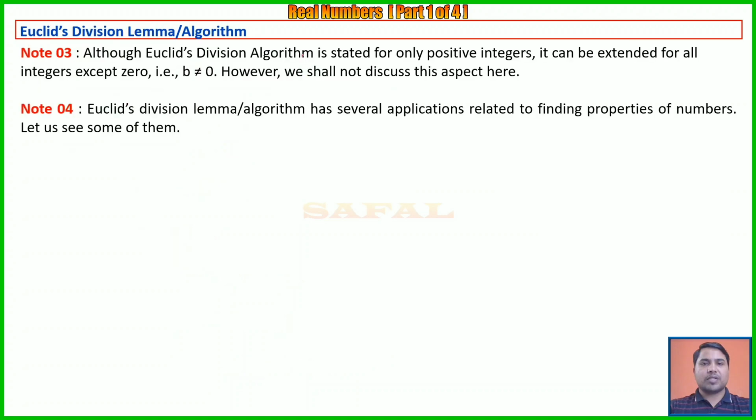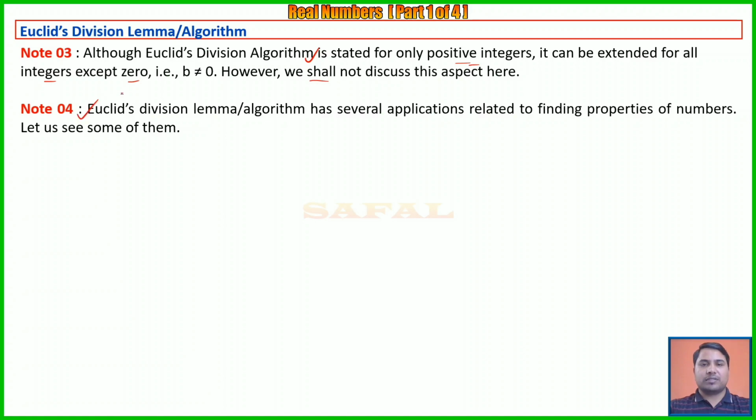Now the next note you need to keep in mind is, even though we have studied that the Euclid division algorithm is stated only for positive integers, it can be extended for all integers except what? 0. But we are not discussing that. It's out of the scope of our syllabus as of now, but you need to keep in mind it's applicable for negative integers as well.